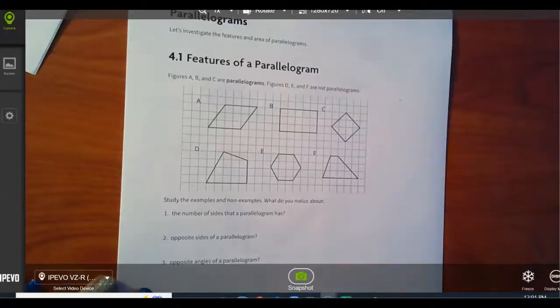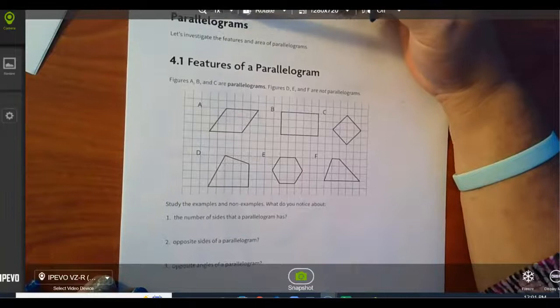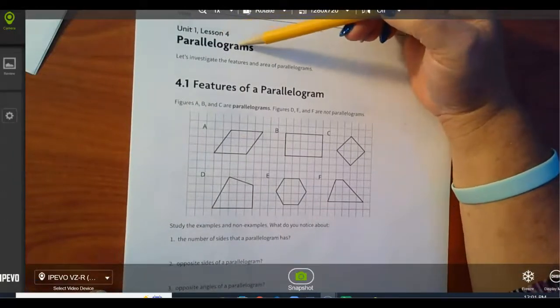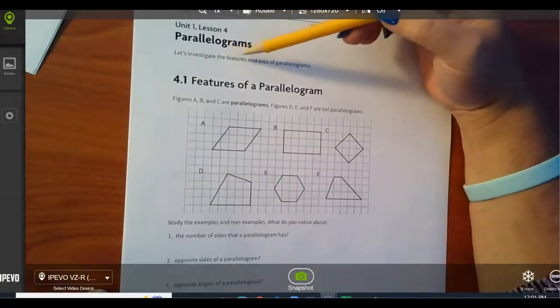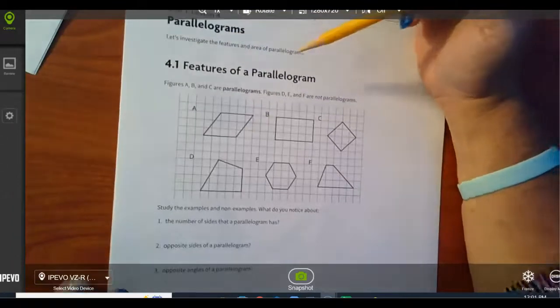Good afternoon, scholars. Today we're working on Unit 1, Lesson 4, Parallelograms. We are investigating the features and areas of a parallelogram.